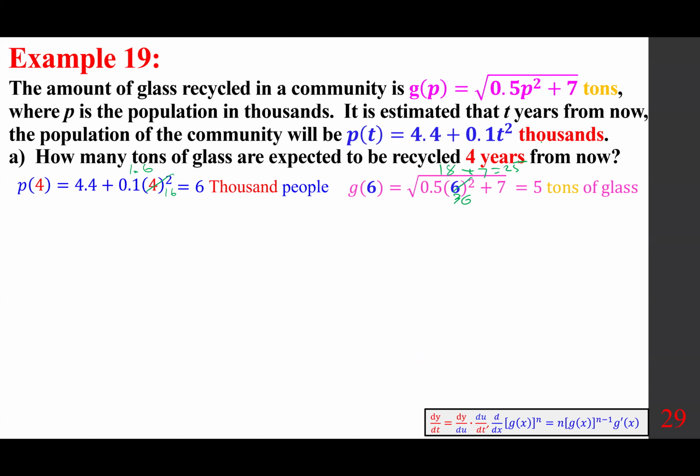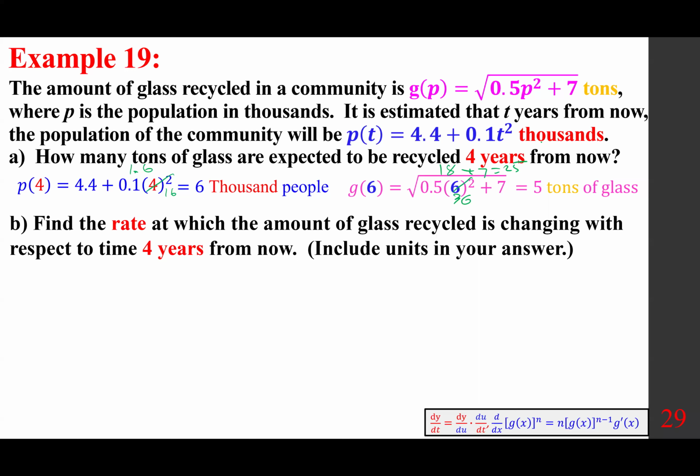The next part is calculus. Find the rate at which the amount of glass recycled is changing with respect to time 4 years from now, include units. Always include units. So at what rate and one point in time, that means differentiation. What type of differentiation? Find the rate of what? The amount of glass, dg, with respect to time, dt. So we want dg/dt.